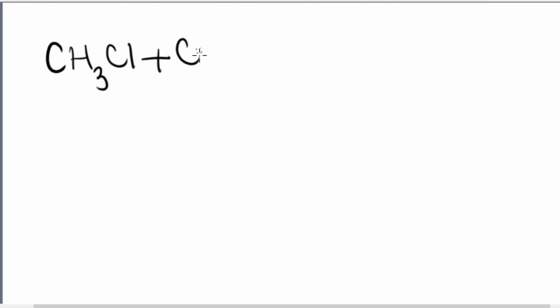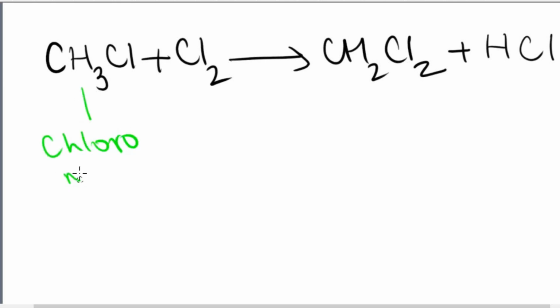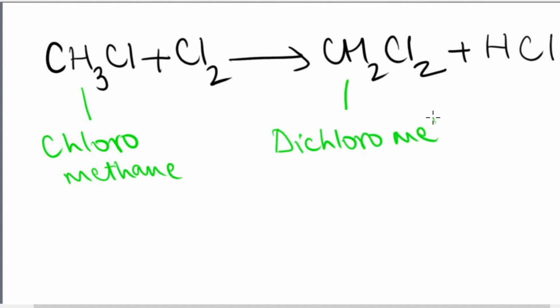Another example is chloromethane with a halogen again. You just add another chlorine, the mechanism is the same, and you get hydrogen chloride. All right, so chloromethane with chlorine, giving us dichloromethane and hydrogen chloride.